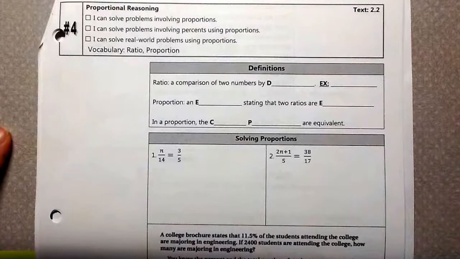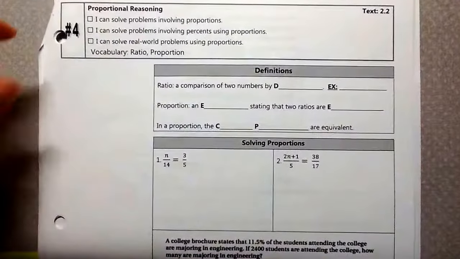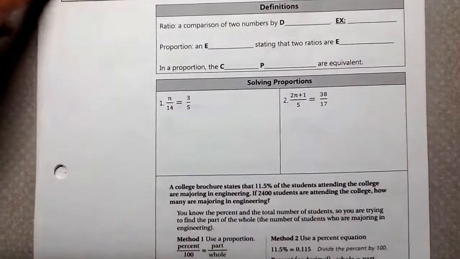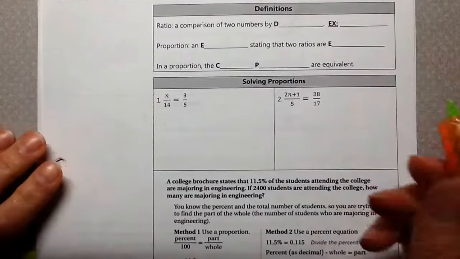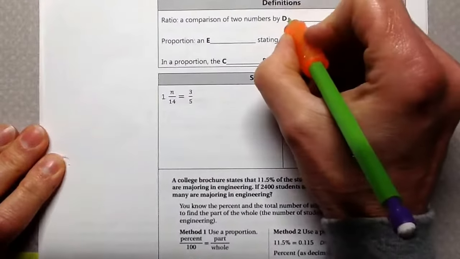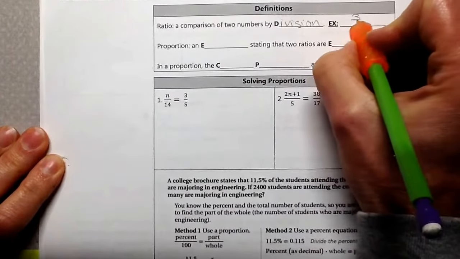In section 2.2, you're going to solve problems involving proportions and also percents, and also solve real-world problems using proportions. So let's start out with a few vocabulary words again. A ratio is a comparison of two numbers by division. So 3/5 would be a ratio.